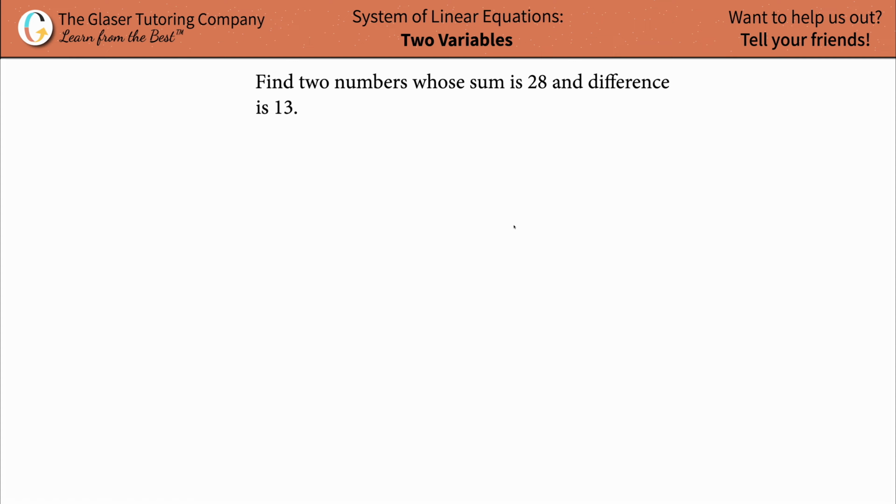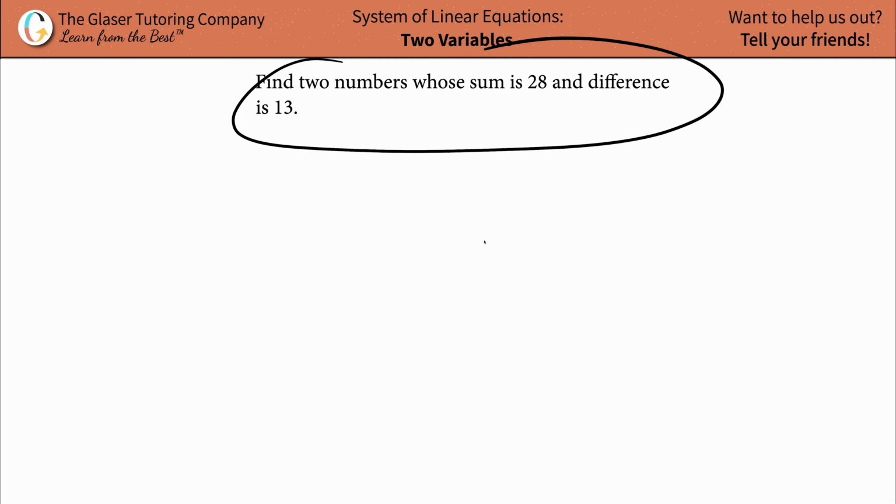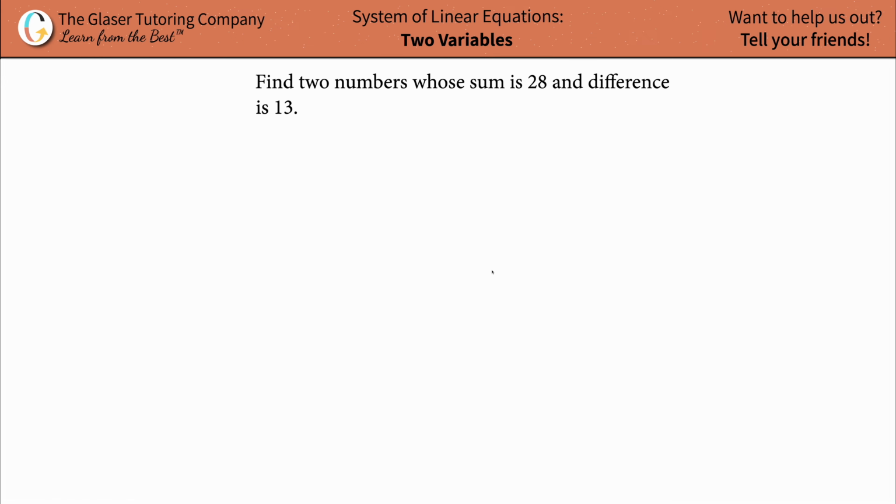You probably clicked on this video because you wanted to learn how to do a system of equations with word problems. So let's get down to it, right? We want to find two numbers whose sum is 28 and whose difference is 13, and that's all we're given. So we've got to find out these numbers.